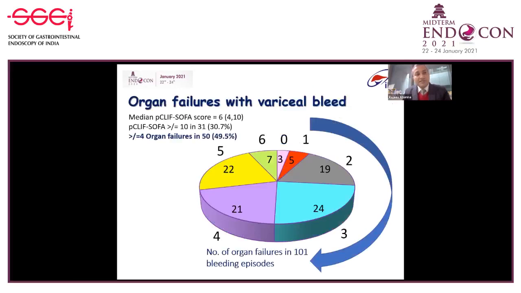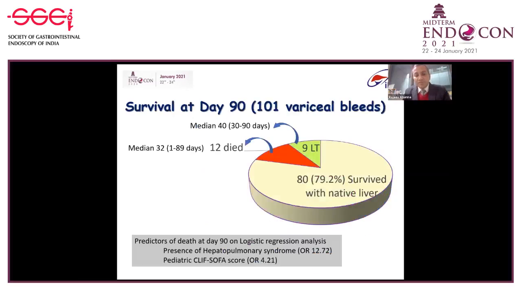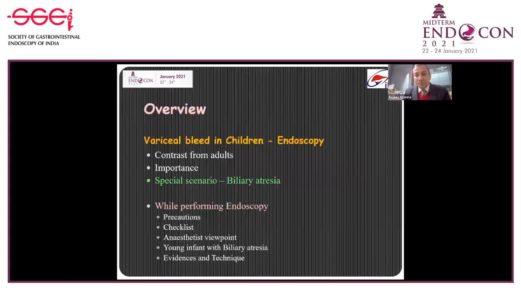Overall, more than 50% of these children had 4 or more organ failures, and these organ failures actually determined their outcome. Of these 101 variceal bleed episodes, 80 children survived with native liver, and 12 patients died at a median of 32 days, whereas 9 underwent liver transplantation. The predictors of death, when we analyzed them on logistic regression analysis, were presence of hepatopulmonary syndrome and pediatric CLIF-SOFA score, which were associated with mortality at day 90. So thus, we knew the importance of variceal bleed.